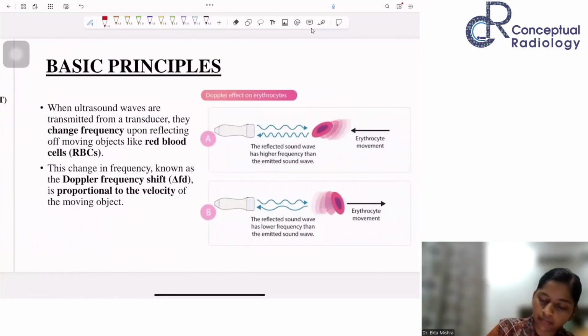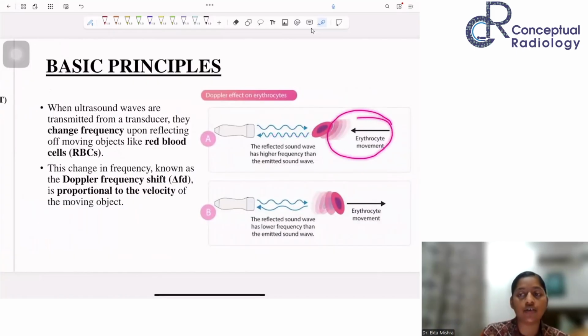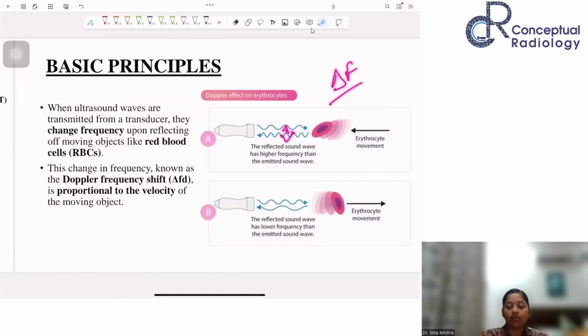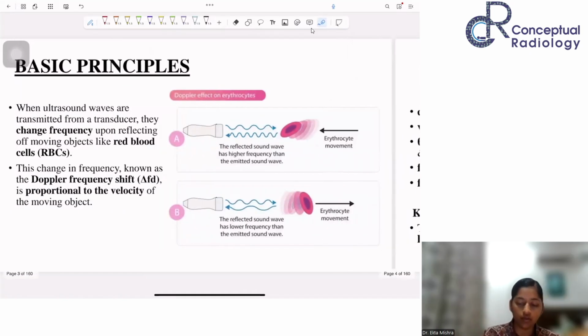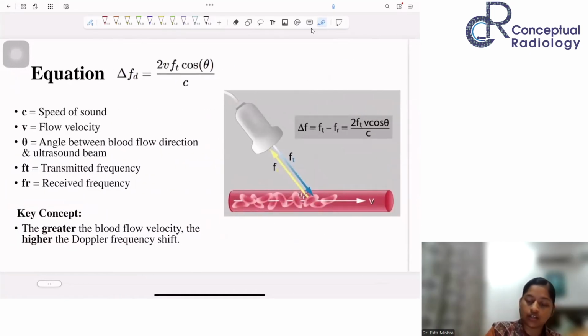So when the ultrasound beam is transmitted from the transducer and they get reflected from the RBCs, the frequency that is being reflected will depend on the direction your RBC is moving. Okay, so the frequency change, it can be a positive frequency shift or a negative frequency shift depending on the direction of the moving RBCs. And the frequency shift, the difference, is proportional to the velocity of the moving blood. Okay. So our equation, this is the Doppler equation.